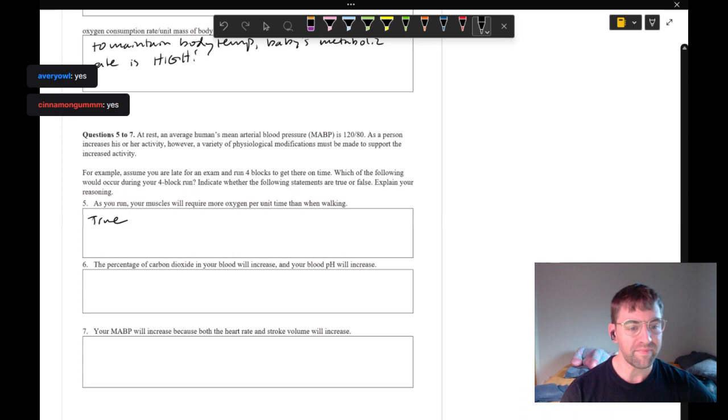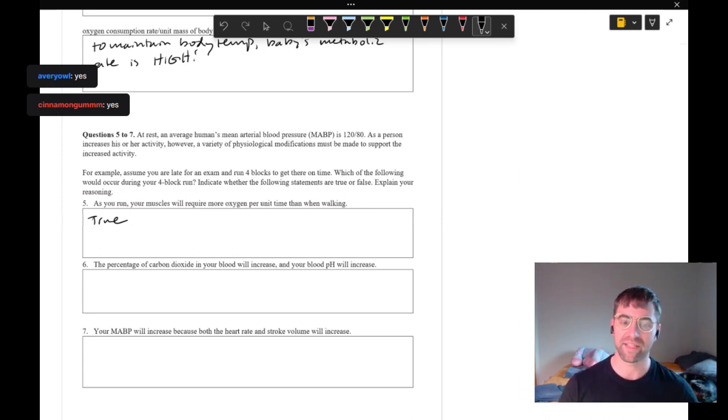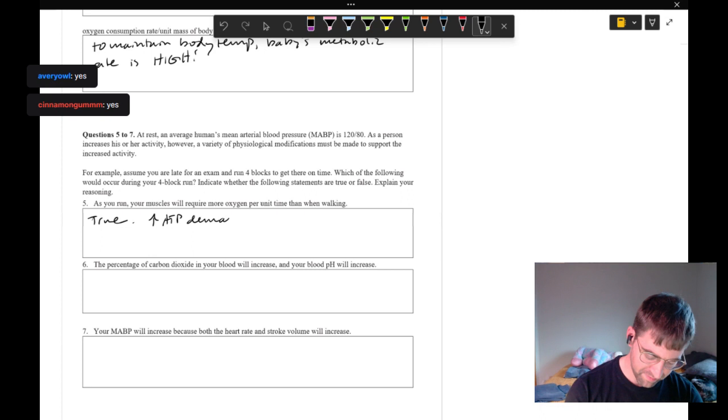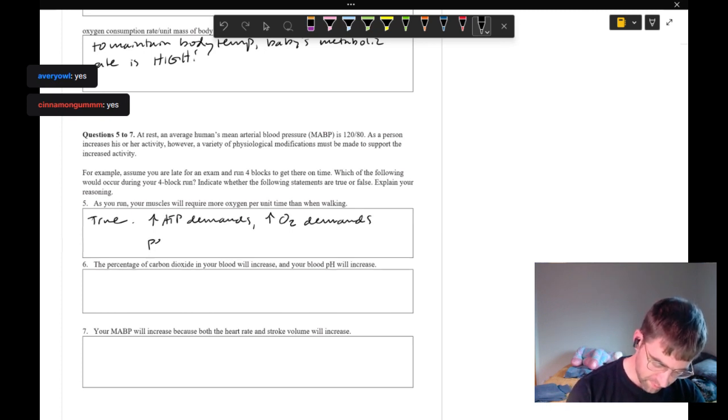This is true. Active muscles require more ATP per unit time, and as a result, more oxygen per unit time for cellular respiration. So more ATP demands, more oxygen demands per unit time.